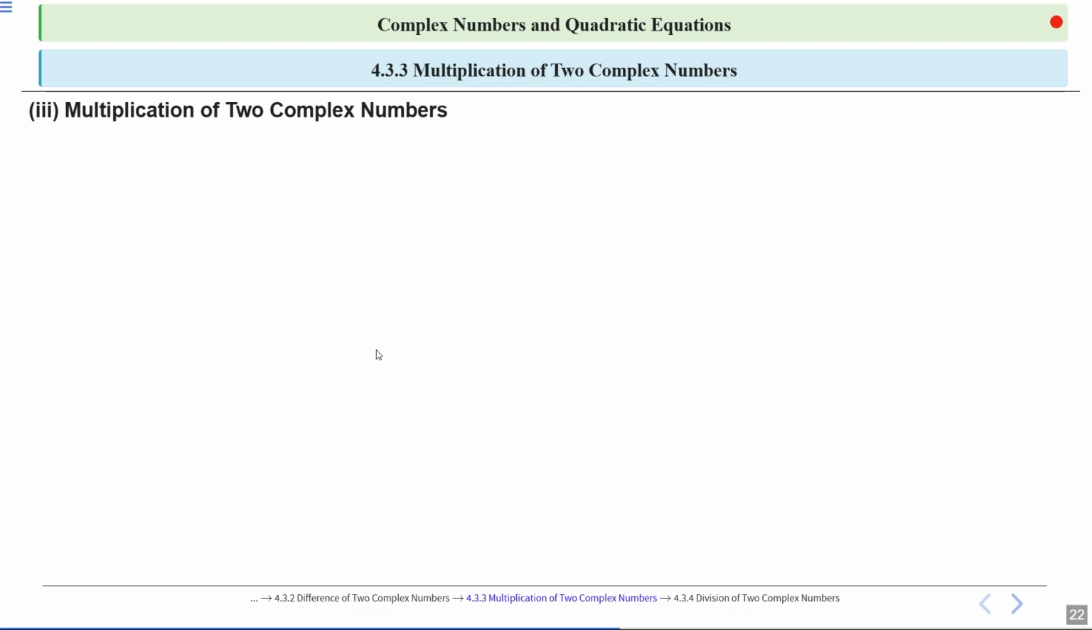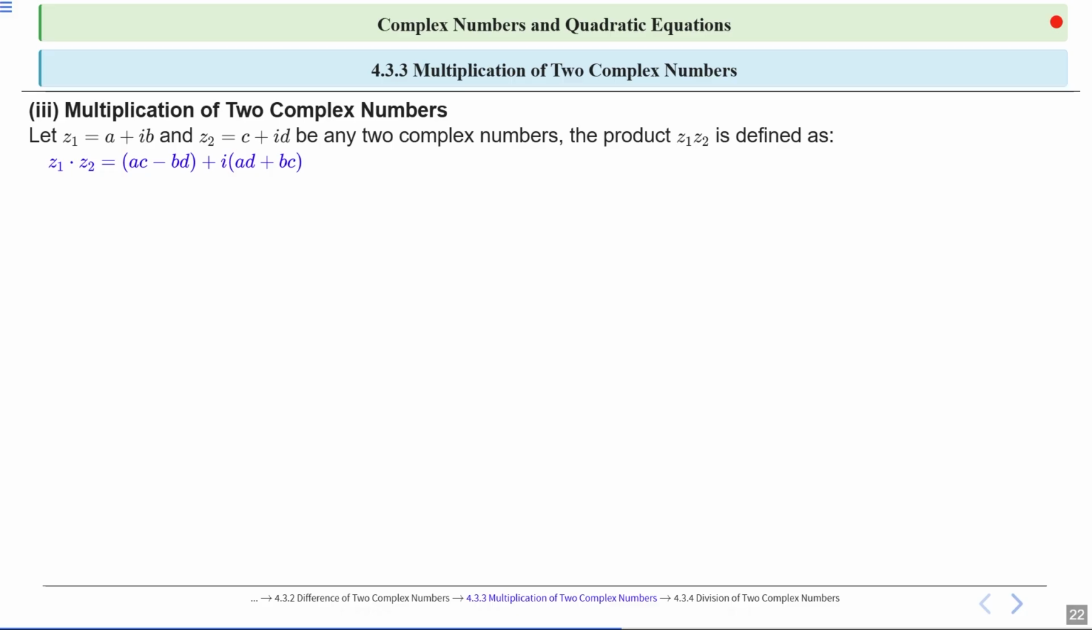Now we are going to discuss how to multiply two complex numbers. So this is another important operation in complex numbers, and we will know how to multiply two complex numbers here. So let's start by considering two complex numbers z1 equals a plus iota times b and z2 equals c plus iota times d. Then the product z1 into z2 is defined as z1 times z2 equals ac minus bd plus iota times ad plus bc.